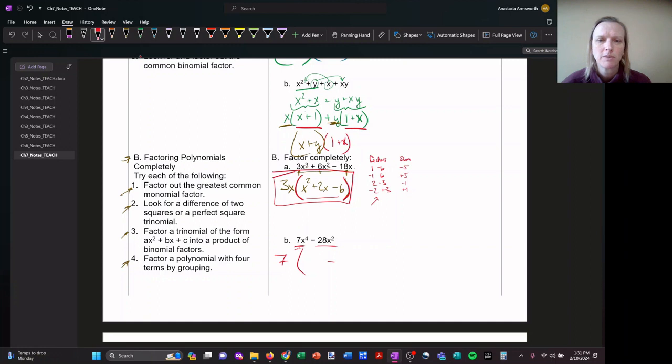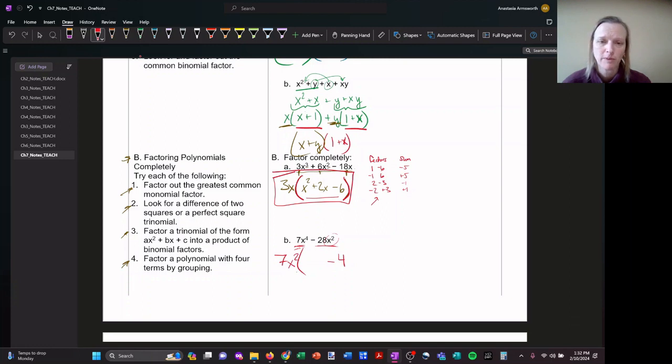Negative 28 divided by 7 is negative 4. So that's what happens when I pull out that common factor of 7 from the coefficients. Let's look at the variables now. I've got x to the fourth and x squared. I choose the variable with the smaller exponent, and pull that out.